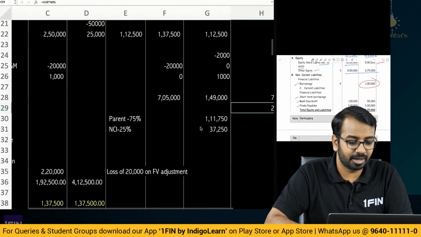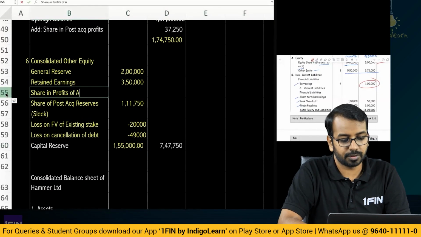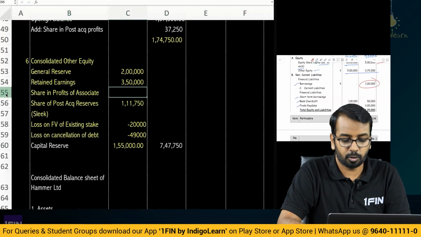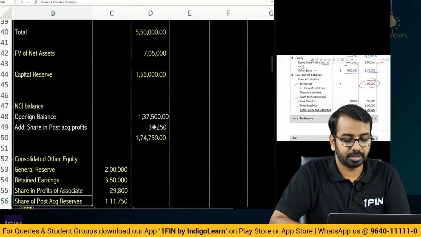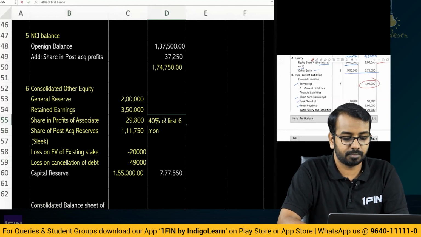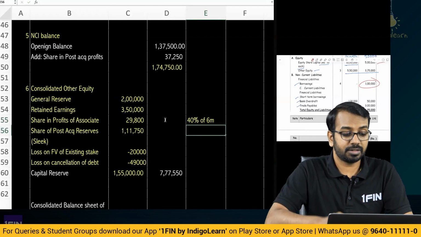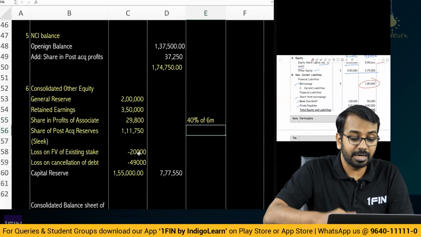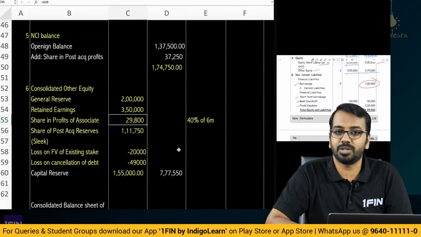So 29,800, what you would have done? You would have added here profits of associate. How much? 29,800, that is 40% of the first 6 months. Now, after this is done, my investment value would have gone up by 29,800.